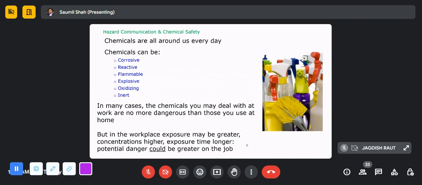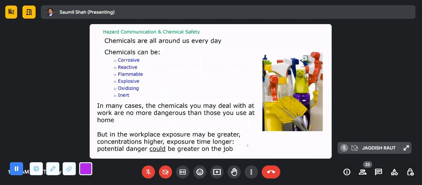Hazard communication and chemical safety. Chemicals are all around us every day. Chemicals can be corrosive, reactive, flammable, explosive, oxidizing, inert. In many cases, the chemicals you may deal with at work are no more dangerous than those you see at home. But in the workplace, exposure may be to greater concentrations and for longer times, so the potential danger could be greater on the job. See, what is being said in this slide?